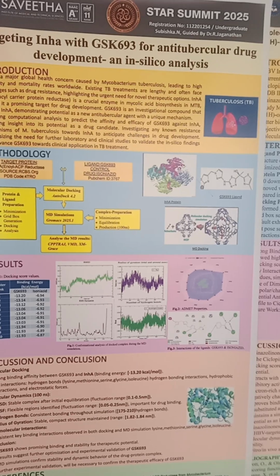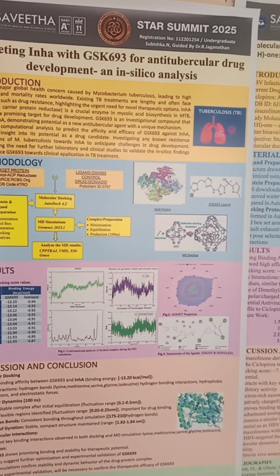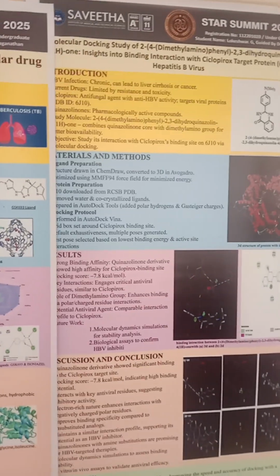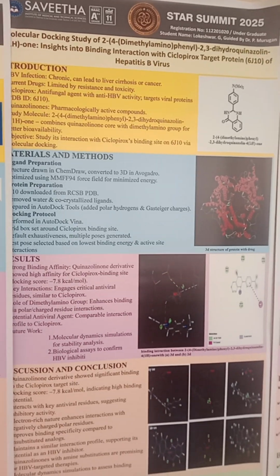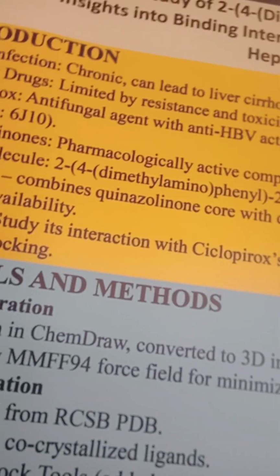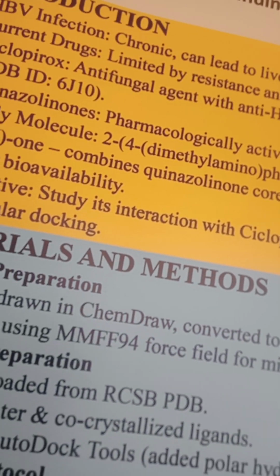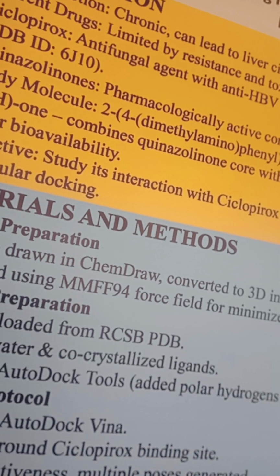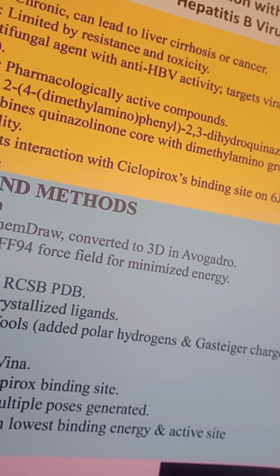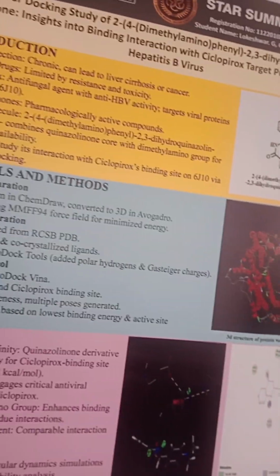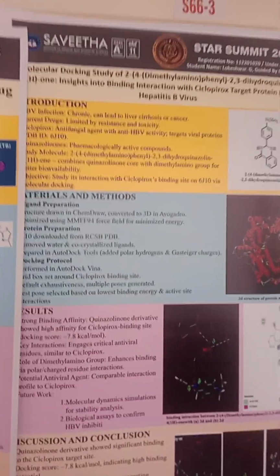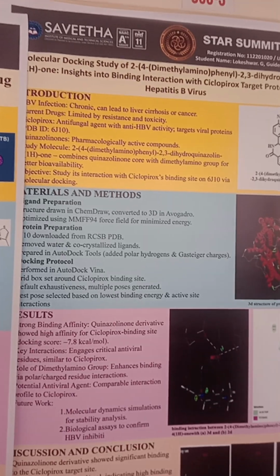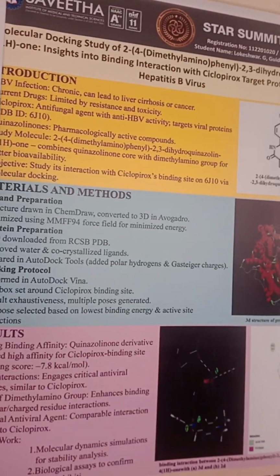Targeting INHA with GSK 693 for anti-tubercular drug development, an in silico analysis by Subiksha. Molecular docking study of 2,4-dimethyl aminophenyl 2,3-dihydroxyquinolone 4,1H on insights into binding interaction with cyclopirox, target protein 6J10 of hepatitis B virus.